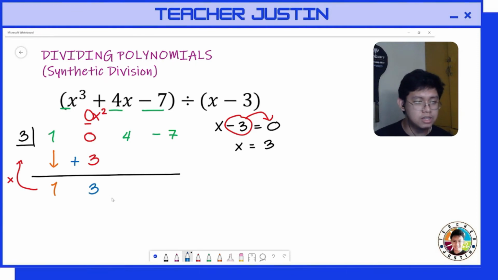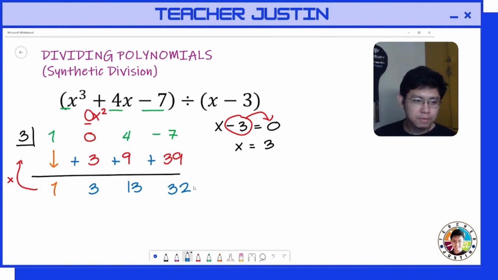Then let's repeat the same process. 3 times 3, that is 9. So let's place it here. 9. Then let's add 4 and 9. So 4 plus 9 is 13. So that is 13. Now let's multiply 13 and 3. That will give us a product of 39. Then let's add negative 7 and 39. Their sum will be positive 32.